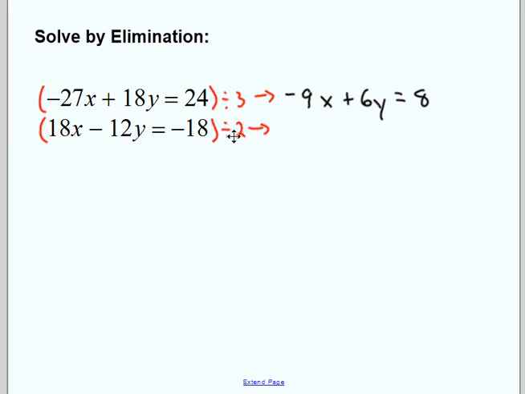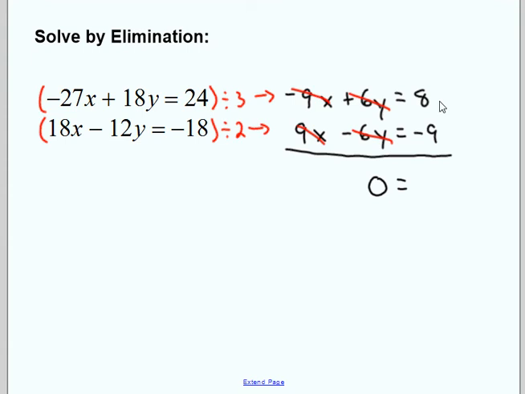So 18x divided by 2 would give me 9x. Negative 12y divided by 2 would give me negative 6y. And negative 18 divided by 2 gives me negative 9. Ooh, guys, this is turning out to be very interesting. Look at this. The x's cancel. Negative 9x plus 9x is 0. And so do the y's. 6y minus 6y is 0. So I wind up with 0 over here. And over here I get 8 minus 9, which is negative 1.